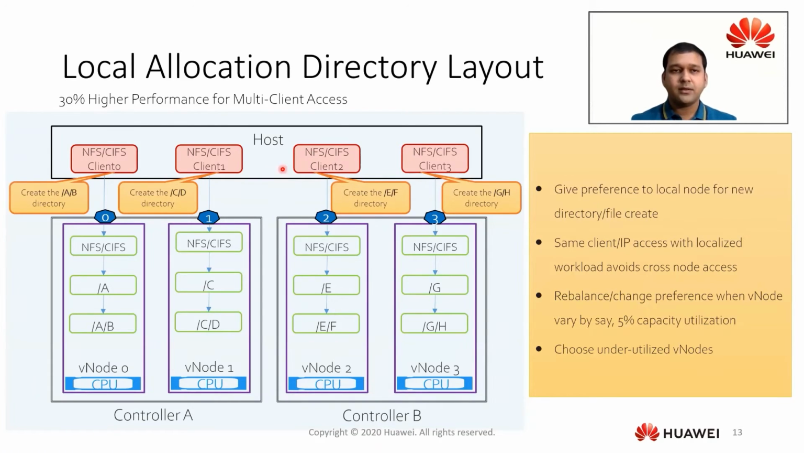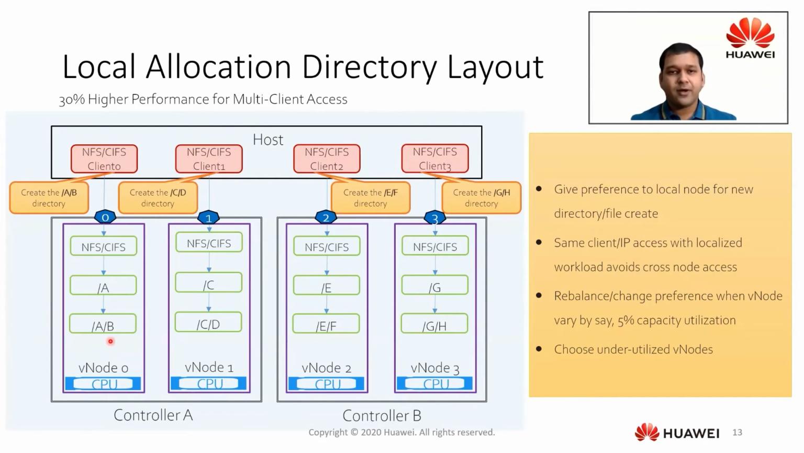So we talked about the two heuristics that we have, the first being the local allocation directory layout. What we have seen is that if we choose to use the local allocation directory layout, we get almost 30% higher performance in multi-client access. In this specific scenario, when a client, let's say client A, accesses vnode 0 and creates a directory like /a and then /a/b, we would preferentially create these on the node through which this client access is coming.